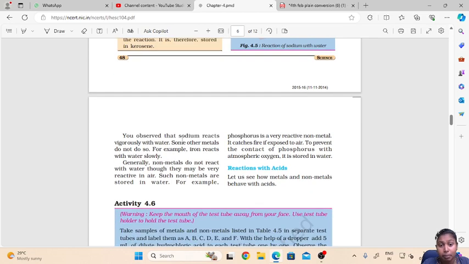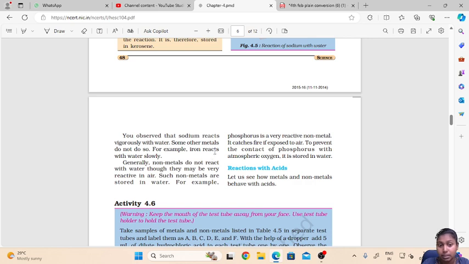So when a metal, if we take sodium, it reacts vigorously with water. When we put a sodium piece into water, it reacts so vigorously it heats the water. So sodium reacts vigorously with water. Some other metals do not do so.